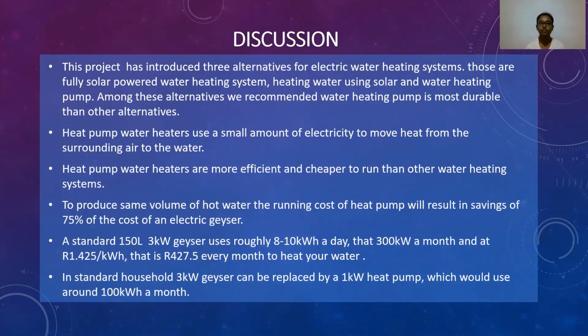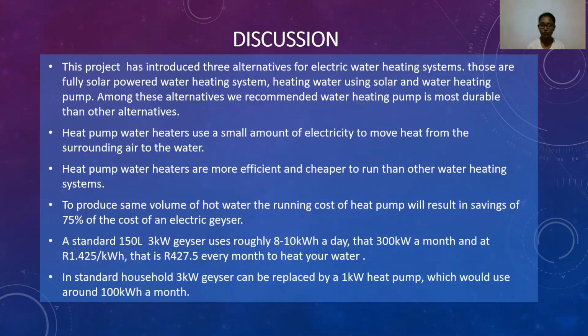Through this project, we have introduced three alternatives for electric water heating systems. They are a fully solar-powered water heating system, heating water using solar, and the heat pump water heater. Among these three alternatives, we have considered the heat pump as the best alternative, which is equal to the original product in performance. It's more durable, efficient, and cheaper to run than other alternatives. And the heat pump water heaters use a small amount of electricity to move heat from the surrounding air to the water as well. Further in this slide, we have included a few citations to show similarities of performance between the heat pump and the original products.